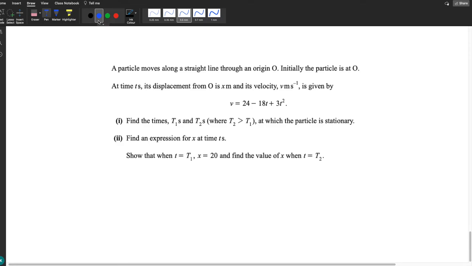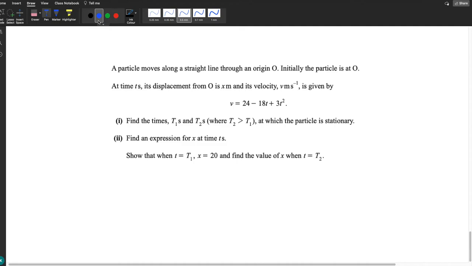And if people have other recommendations or any questions they want answering, let me know and I can see what I can do. So a particle moves along a straight line through an origin, O. Initially, the particle is at O. So just pay attention to that. We're going to need it later on. I'll tell you when we need it.